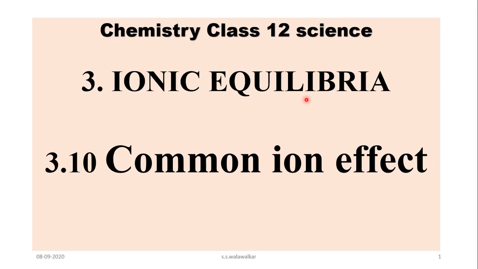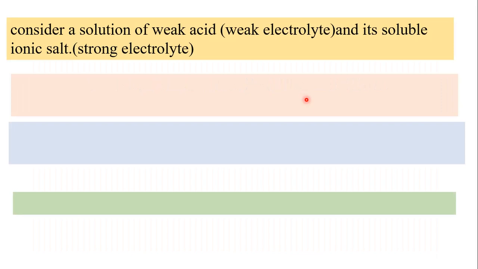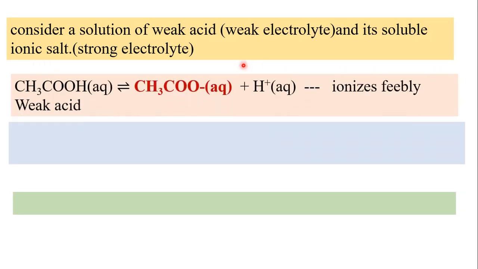In this video, we will study the last point of topic ionic equilibria, that is common ion effect. Now consider here a solution of weak acid such as acetic acid. When it is dissolved in water, it produces acetate ion and hydrogen ion. And as it is a weak acid, it ionizes feebly.